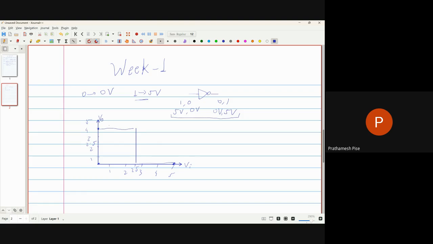Until it's from 0 to 2.5, the output should be 5 volt strictly, and after 2.5 the output should be 0 volt, right? Does anybody have any doubt in this? No, sir. But you can see that this is good in theory, but it won't exist in practice, right? Also, one thing: suppose our input is somewhere here.